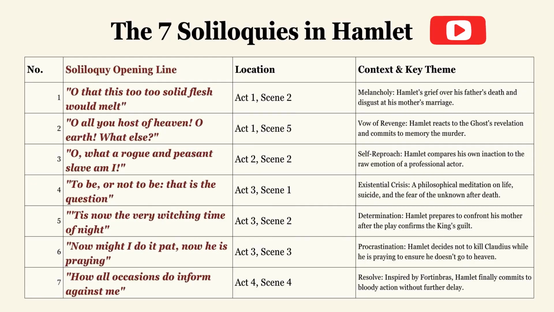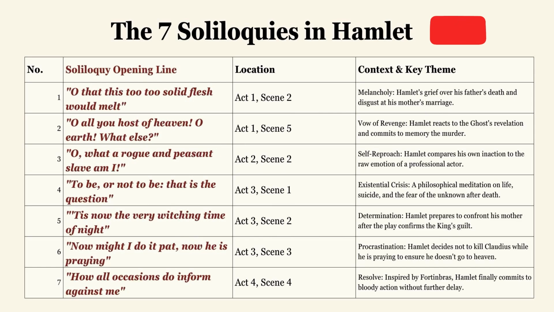The fourth and the most famous soliloquy occurs in Act 3, Scene 1. "To be or not to be? That is the question." Here, Hamlet takes a philosophical meditation on life and questions the difference between passion and reason.